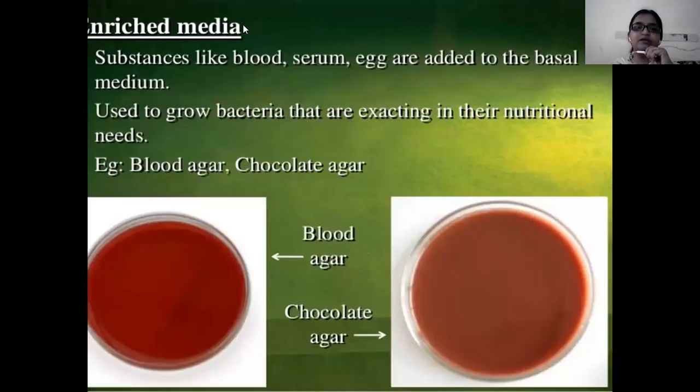And the next category is enriched media. Enriched means we are adding some nutritious component such as blood, serum, egg, etc. to the basal media. It is used to grow bacteria that are exacting to their nutritional needs, that is, having special requirements for nutrients. Such bacteria are grown in this enriched media. Example, blood agar and chocolate agar.